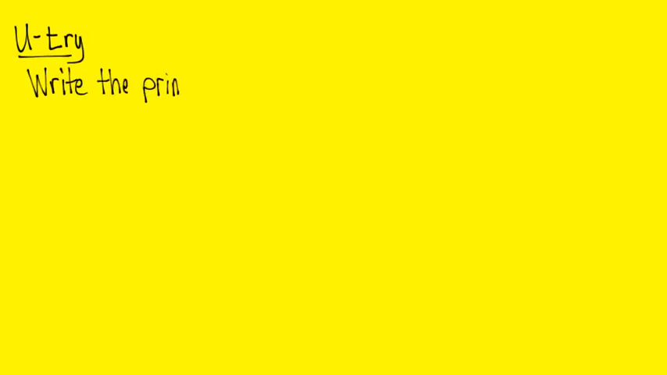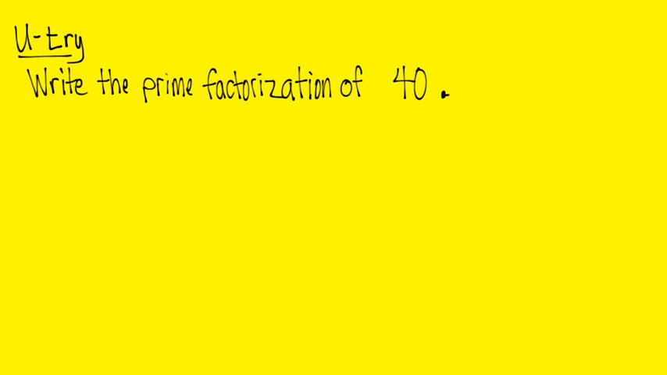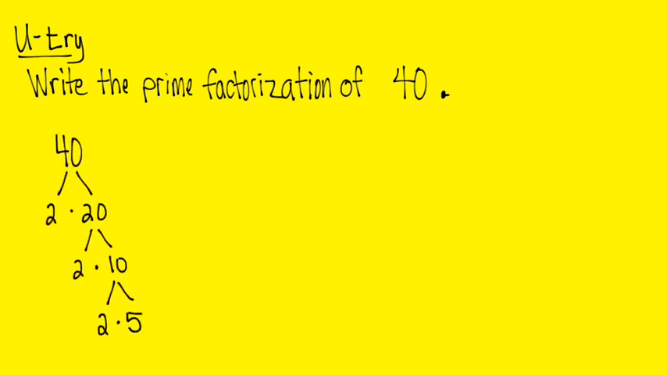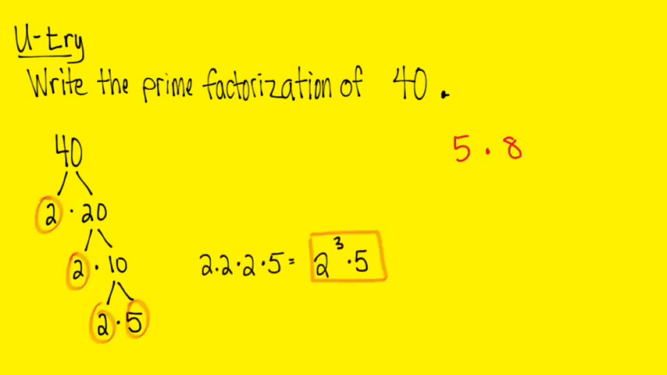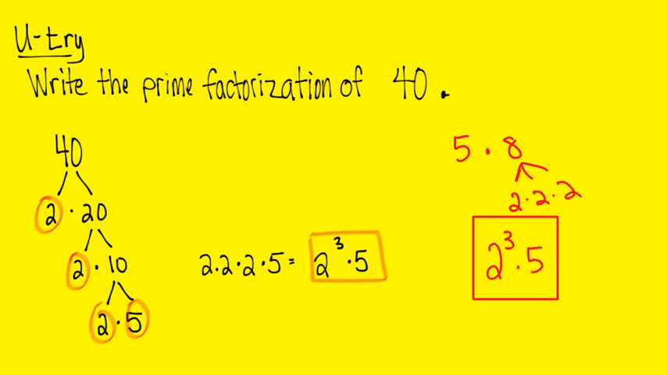Go ahead and try this one and see how you do. Please find the prime factorization of 40. Pause the video here if you're watching it from home. Okay, let's check it. Did you get 2 to the third power times 5? And if I did the long way, it would look like this. If I did the short way, I'd do 5 times 8, and 8 is just 2 to the third power. Much faster, right?